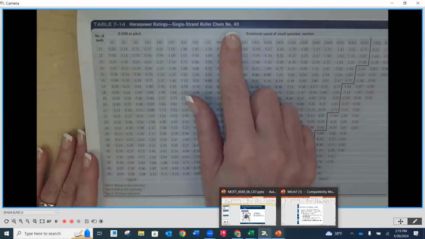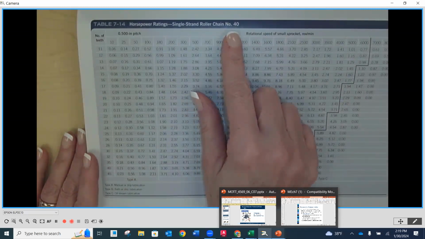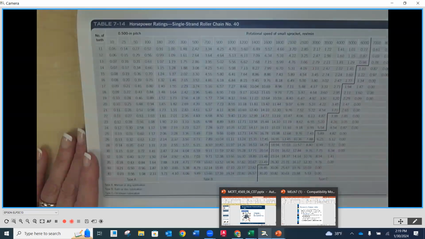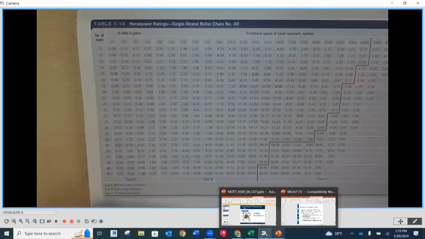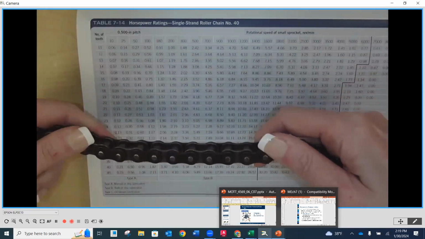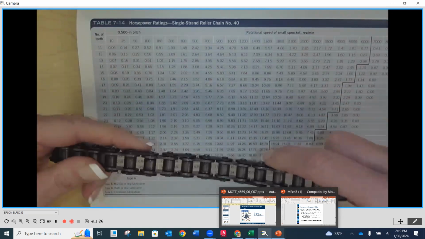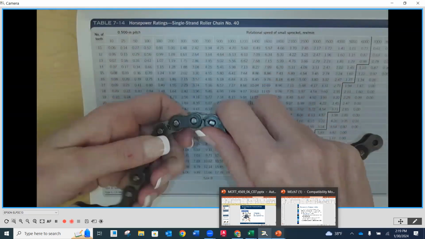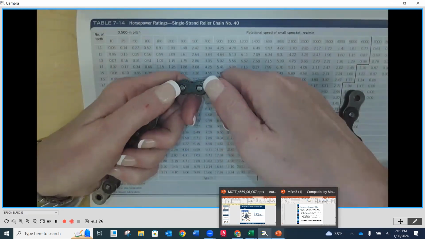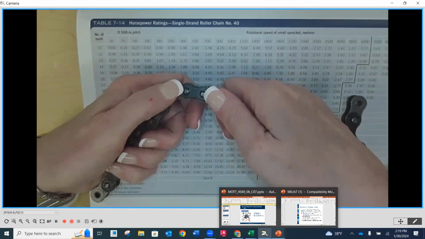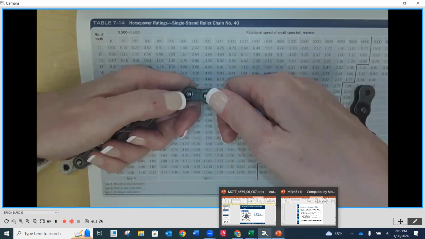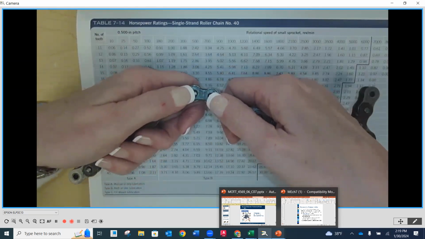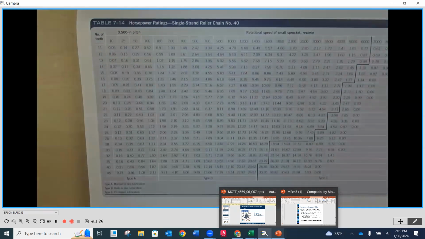This chart on the top is for number 40 chain, which corresponds to a half-inch pitch chain. Sometimes they have it stamped on there. This is a number 40 chain actually, so this is going to be a half-inch pitch. If I determine the center distance of this pin to that pin, that's going to be a half inch. So that's the physical size of it.